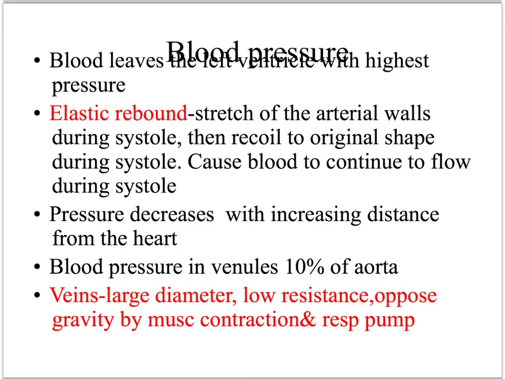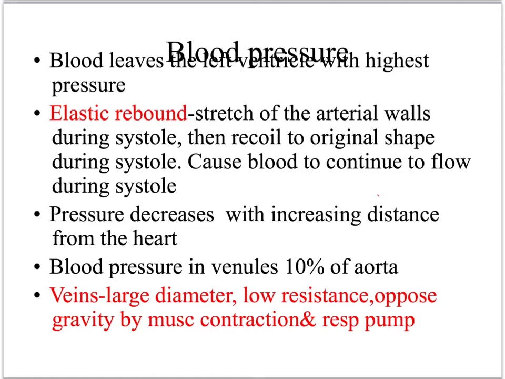So remember, the further away you get from the heart, the pressure is going to decrease, and by the time you get to the venules, you'll actually see the blood pressure is only 10% of what is actually produced by the heart and the aorta. And that's why veins have a large diameter, so they'll have a low resistance. So the only thing that's going to help get that blood flow back up to the heart is, like we talked about earlier, that respiratory pump and that muscular massage or muscular contraction that's going to help push the blood upwards.